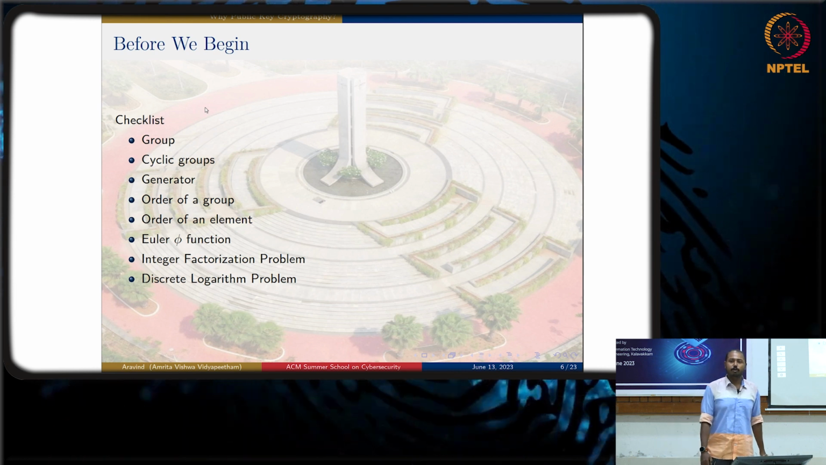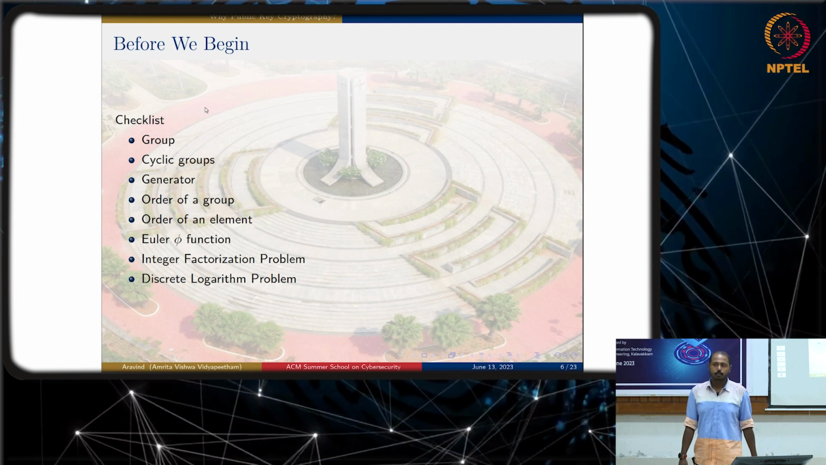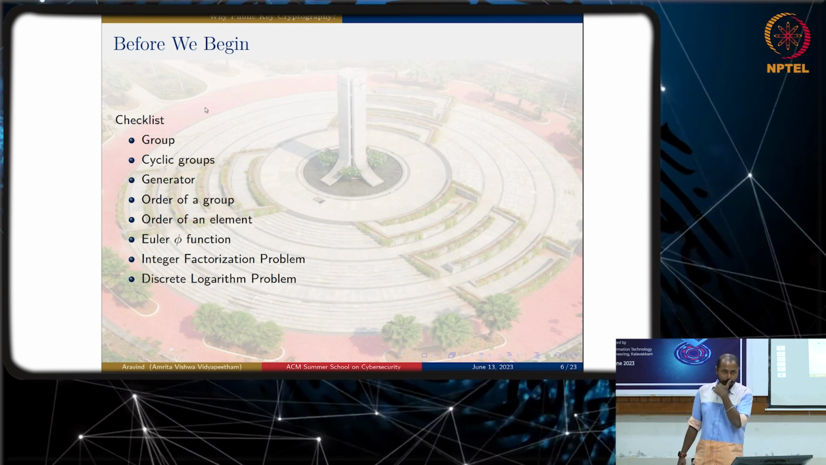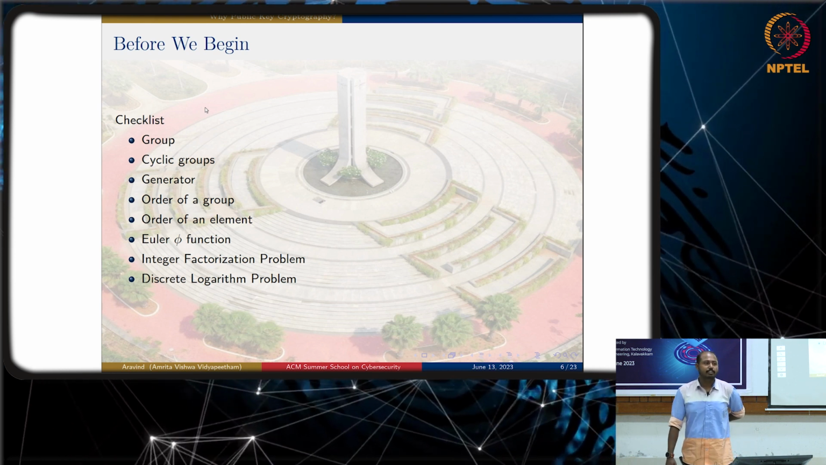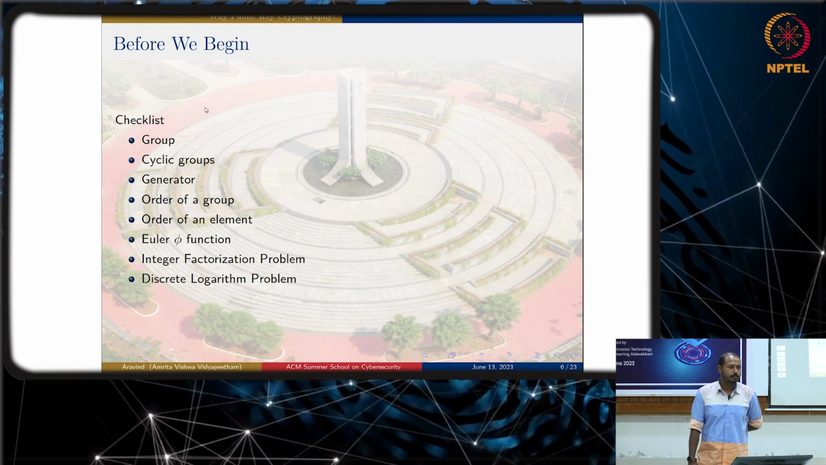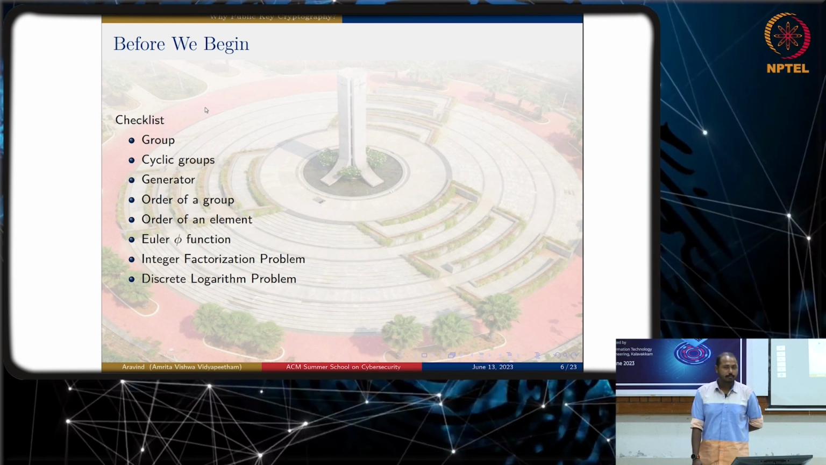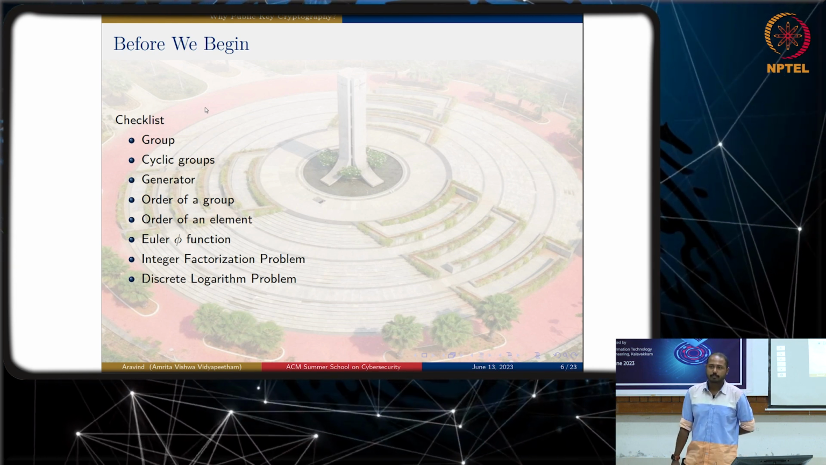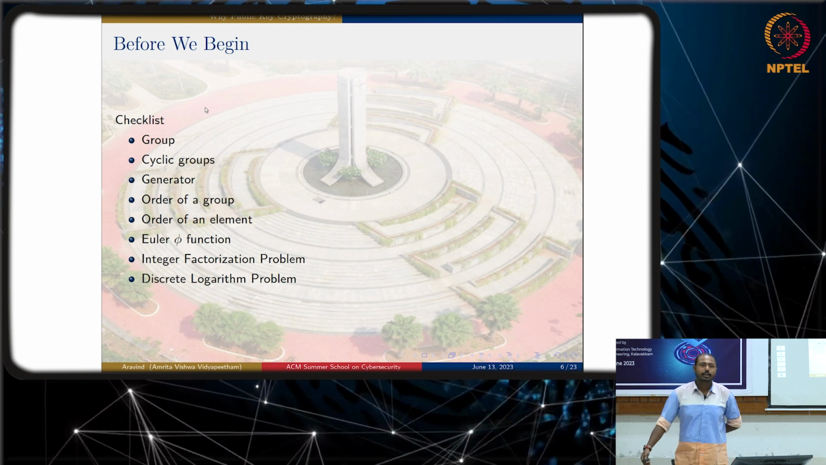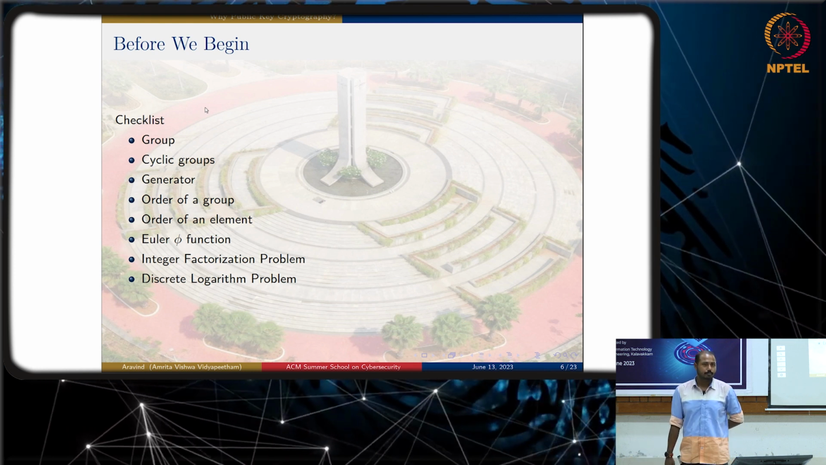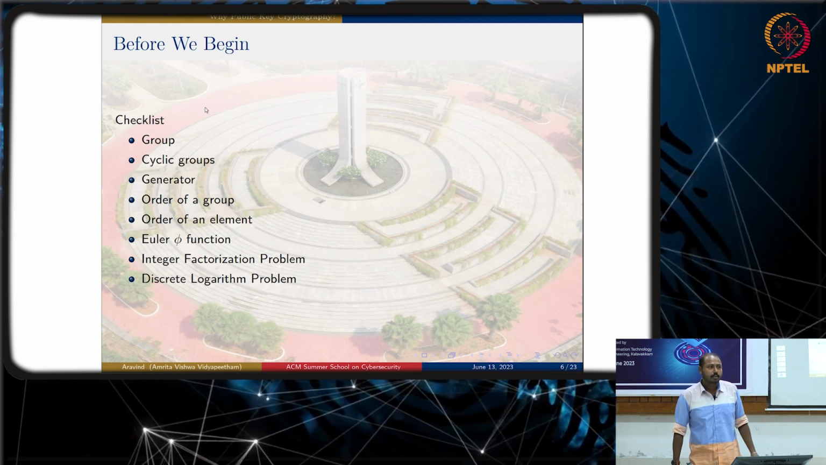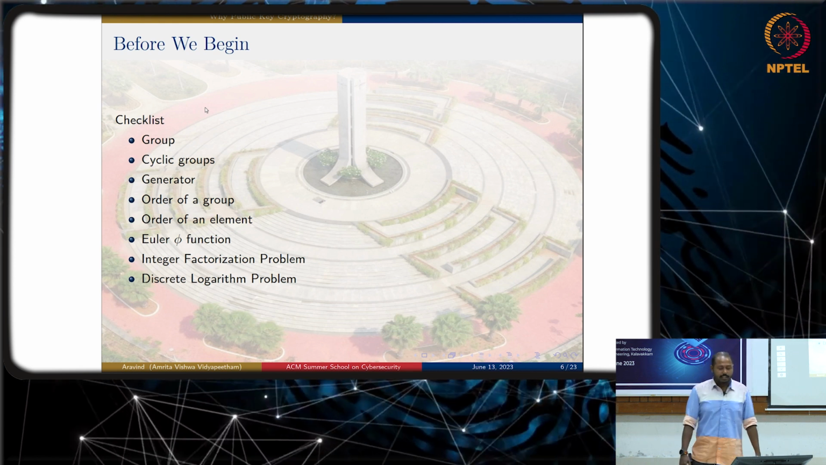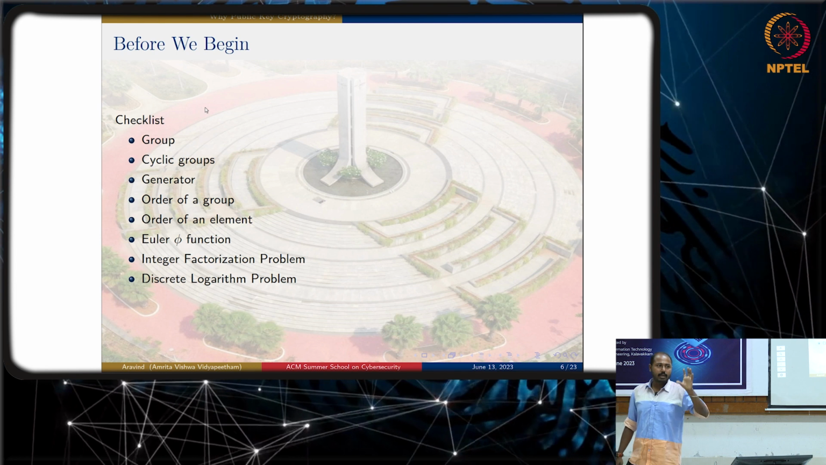Integer factorization problem. Can you tell me that? What is the integer factorization problem? Somebody please raise your hand and tell me, what is an integer factorization problem? Please, louder. We have to find the factors of an integer. So why is that problem important?